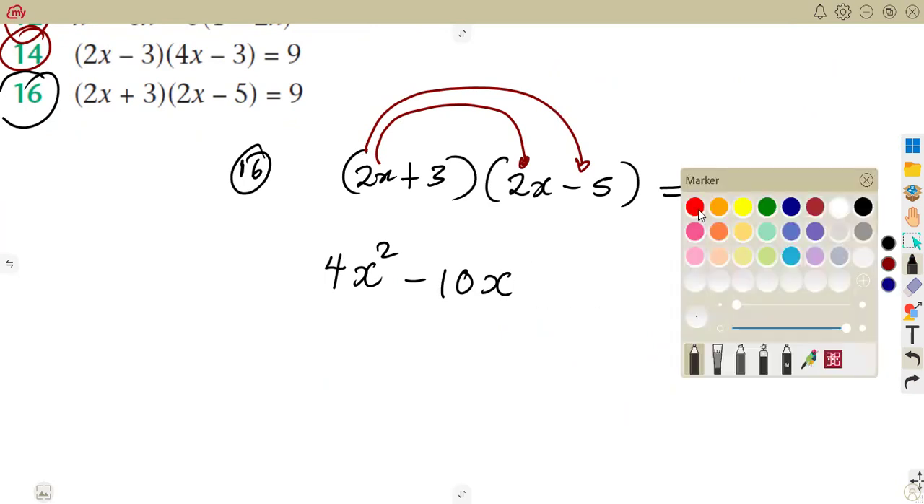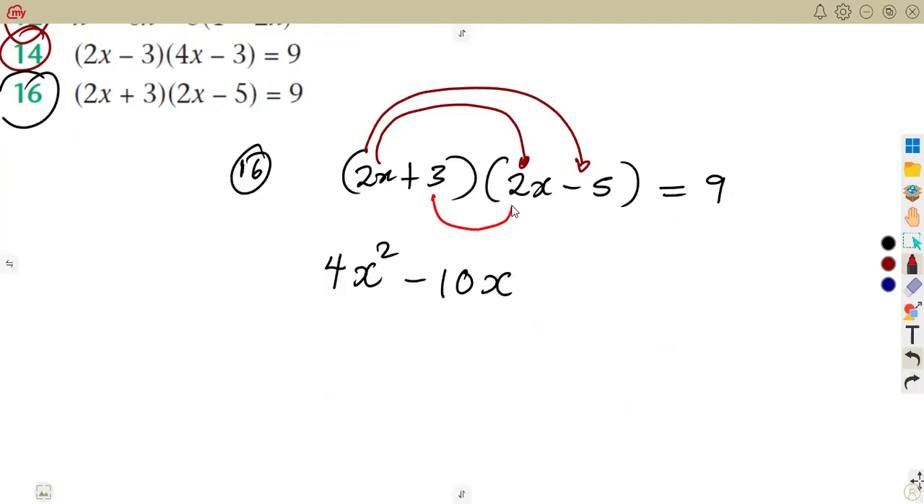We're done with this one. We move on to the 3. Multiplies the x. This is 3 times 2, which is 6. So you're going to have 6x. The 3 and the minus 5: 3 times minus 5, which is minus 15. So that's minus 15, which is equal to 9.